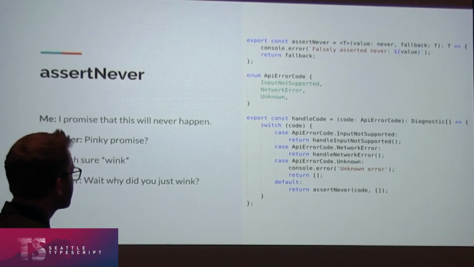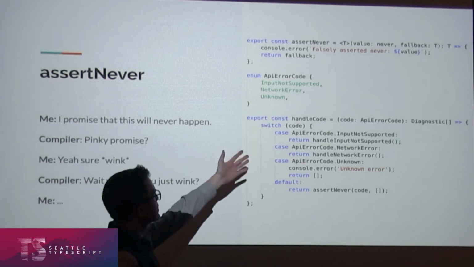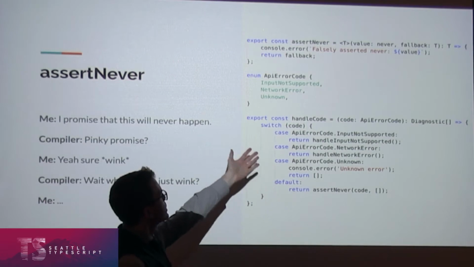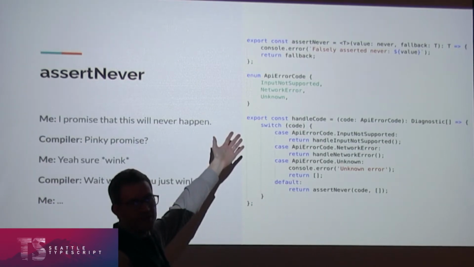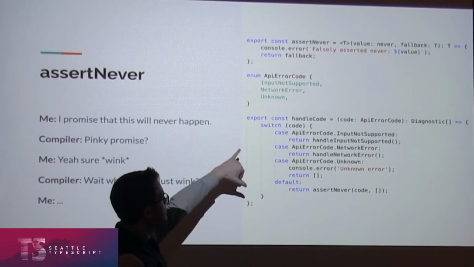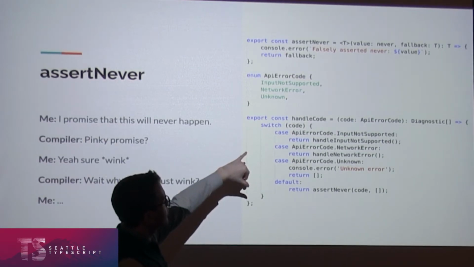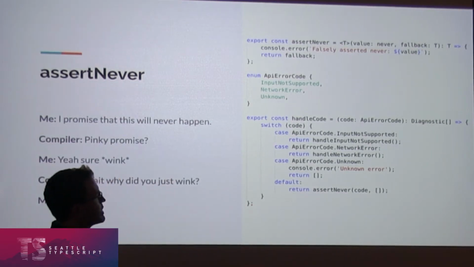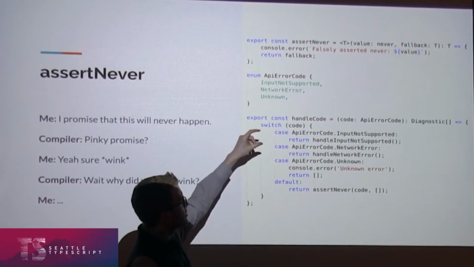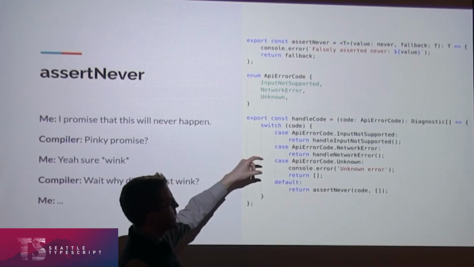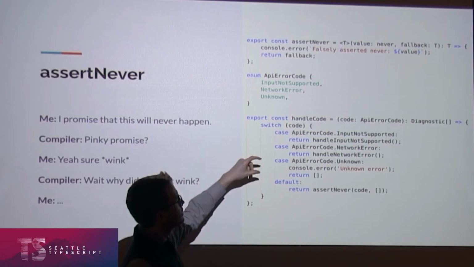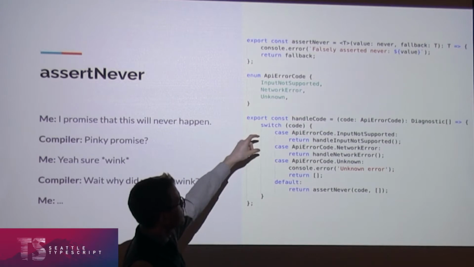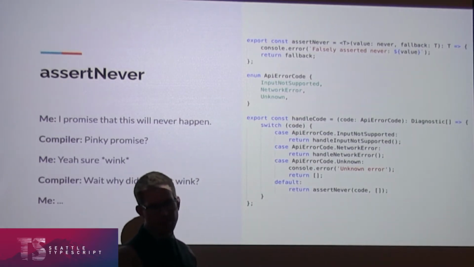So for example, let's say you have this handle code function, and it takes an API error code, which is an enum with 3 different values. And then inside of the function, you've got a switch statement, and then a number of cases. So upon reaching each of these cases, TypeScript will actually subtract that type from the original union, assuming that you return or break or whatever.